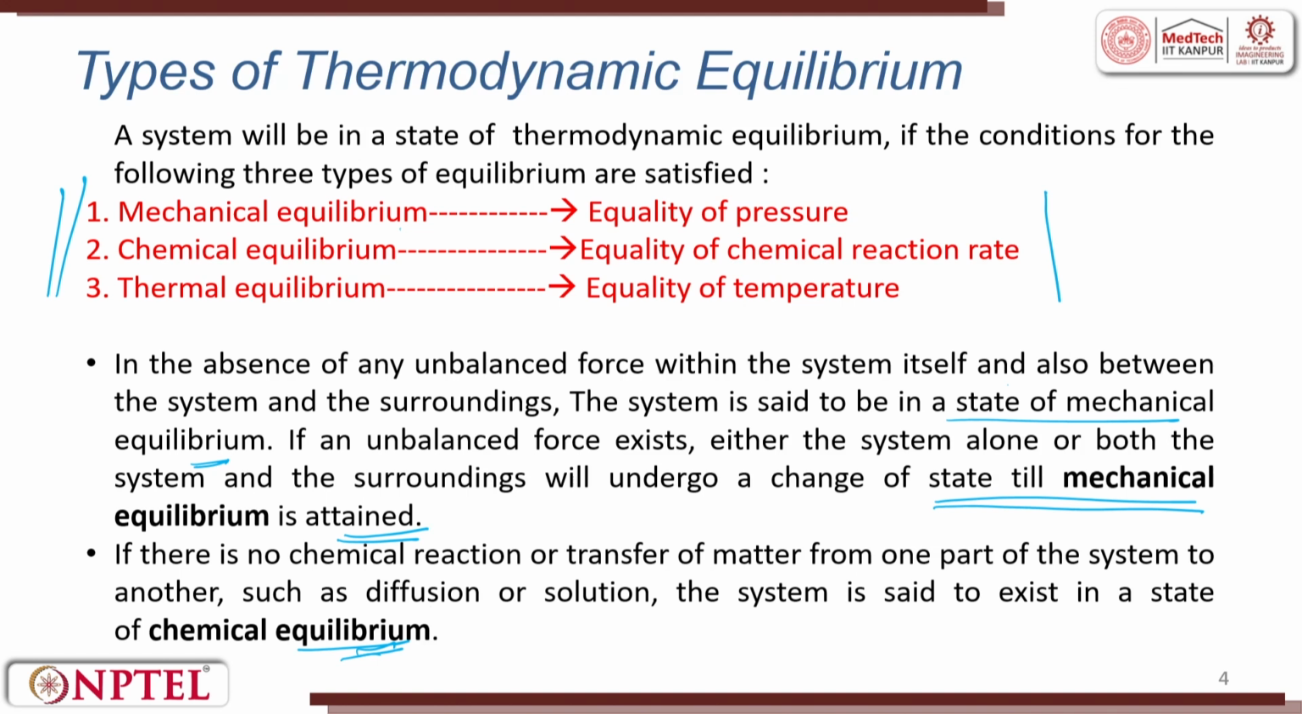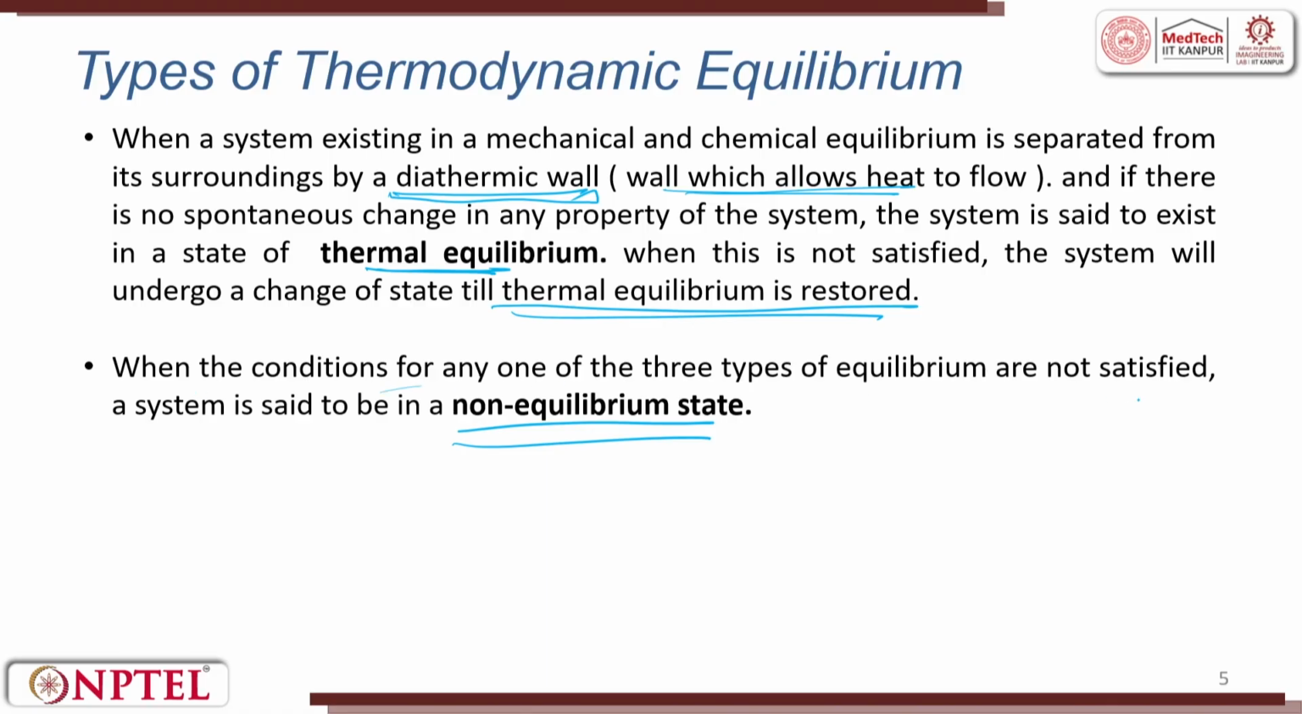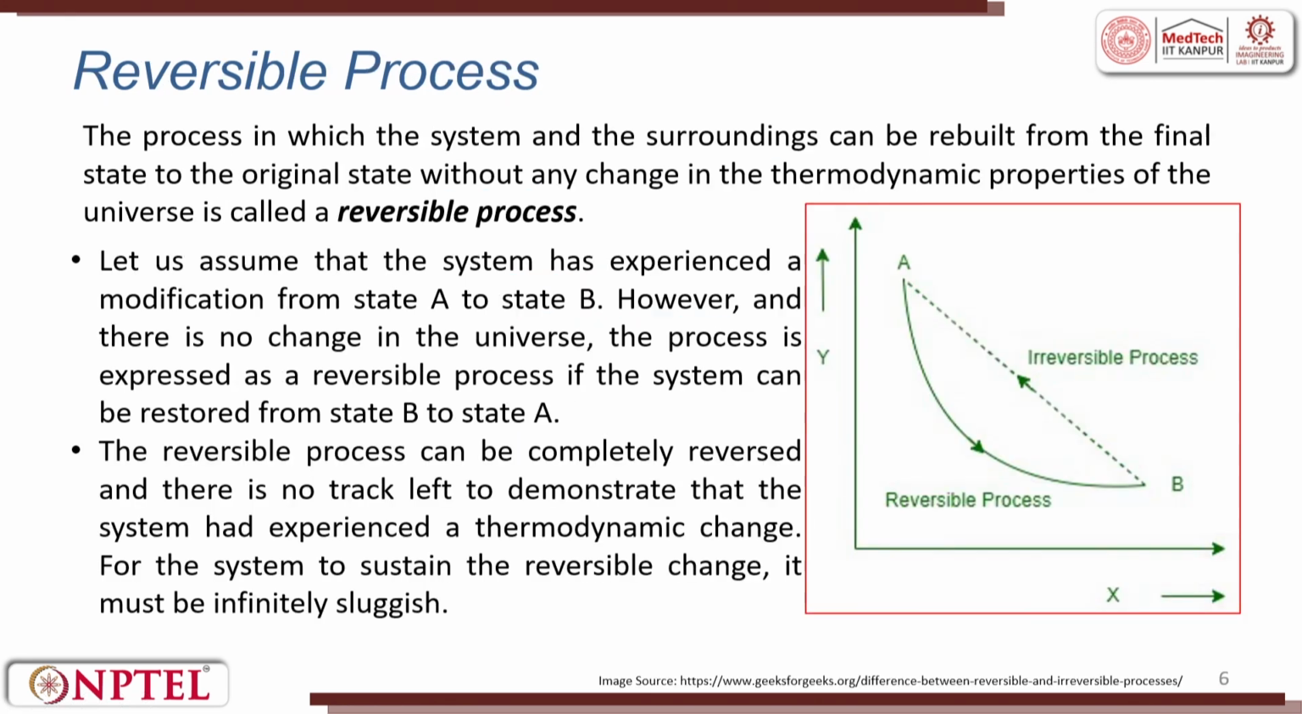So, chemical equilibrium is, suppose you keep matter in an open atmosphere. If there is no chemical reaction or transfer of matter from one part of the system to the other, such as diffusion or solution, then it is said to be in equilibrium. For example, you keep a glass jar in a kitchen. I always give you examples of the kitchen because you can correlate very fast. So, there it is in a neutral state. That is called chemical equilibrium. So, when you talk about a system, when the conditions of any one of the three equilibria are not satisfied, then the system is said to be in a non-equilibrium state. And throughout we only talk about equilibrium state.